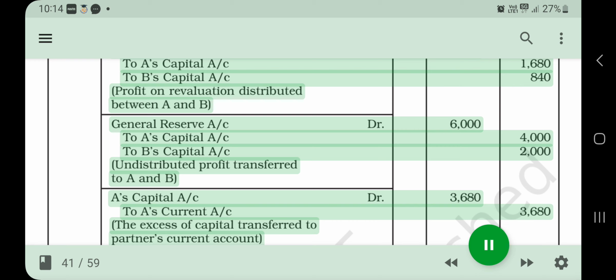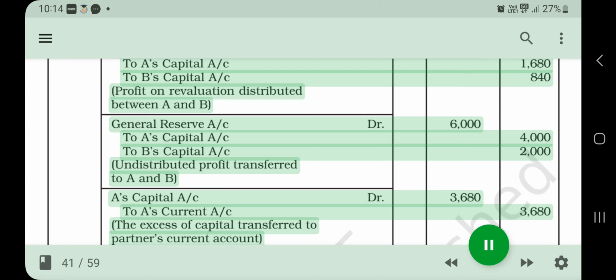Building A/c Dr. 5,000, to revaluation A/c 5,000, increase in the value of building. Revaluation A/c Dr. 2,520, to A's capital A/c 1,680, to B's capital A/c 840, profit on revaluation distributed between A and B.